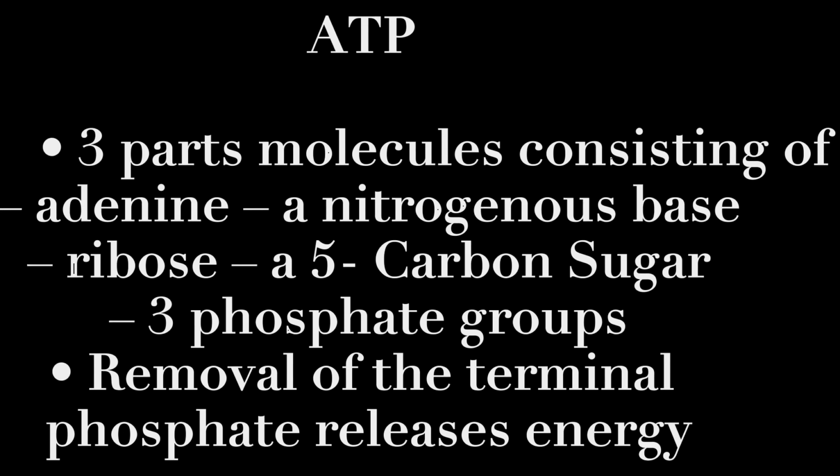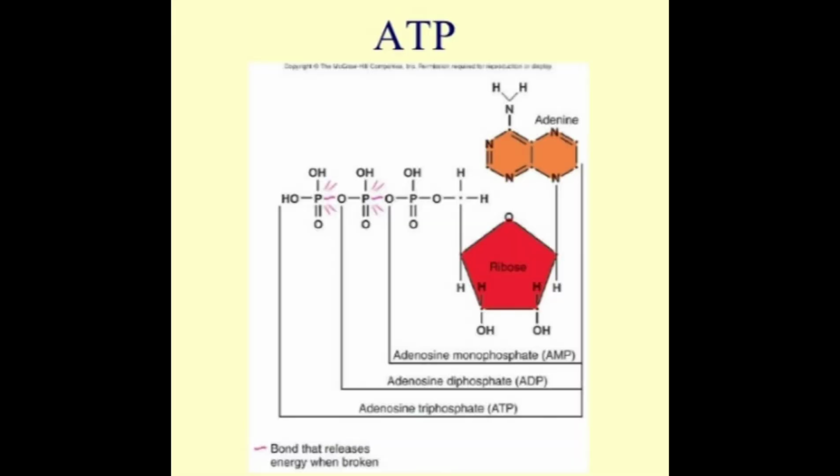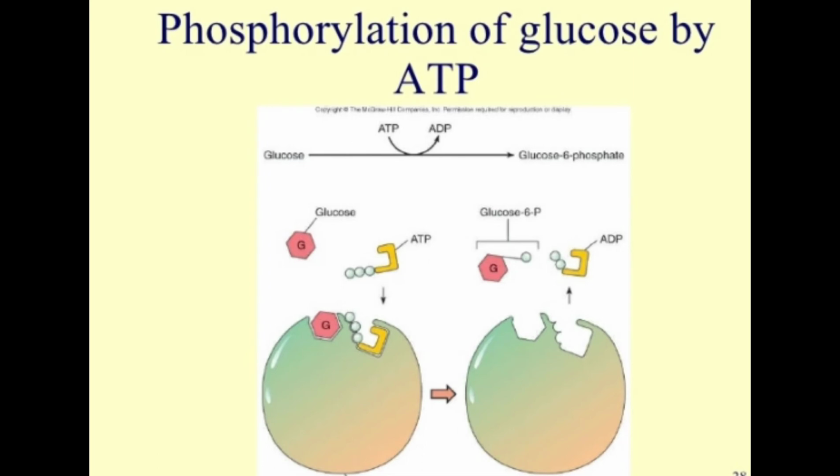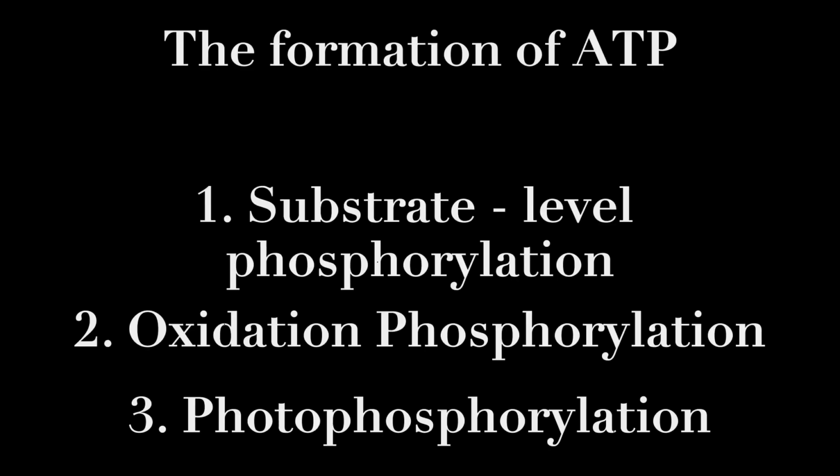The formation of ATP. First, substrate level phosphorylation. Second is oxidative phosphorylation, and third, photophosphorylation. Substrate level phosphorylation: here we have the substrate, the product, from substrate to product, and then ADP to ATP.